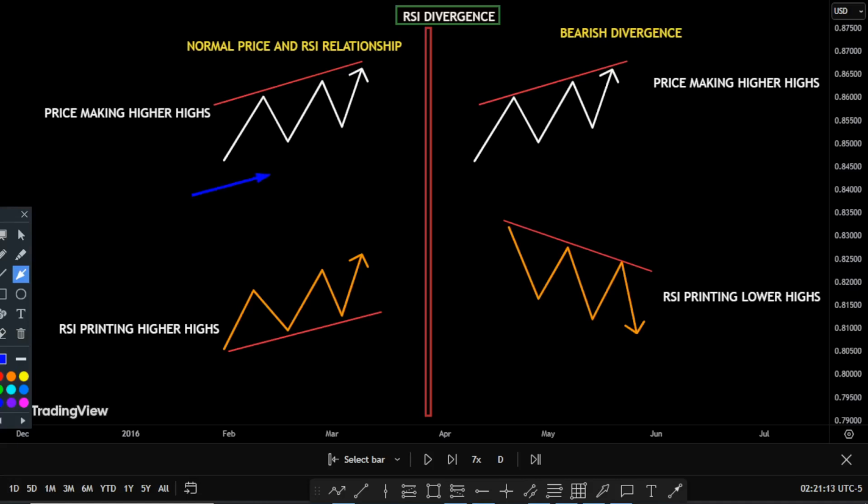Conversely, when price prints higher lows in a bullish market, the RSI should mimic the same pattern. But if the RSI prints lower lows, this results in a bearish divergence. This shows loss of momentum in the bulls, signaling trend exhaustion or possible trend reversal.